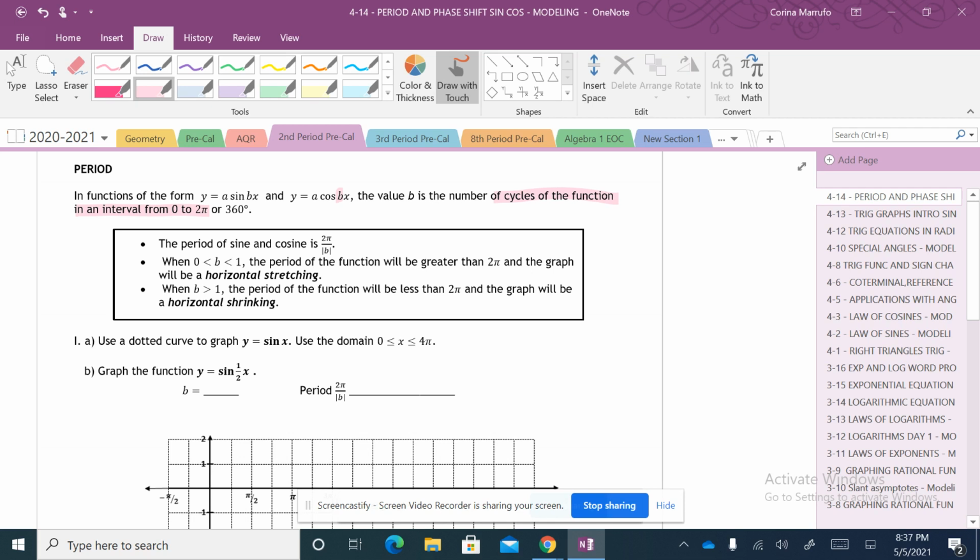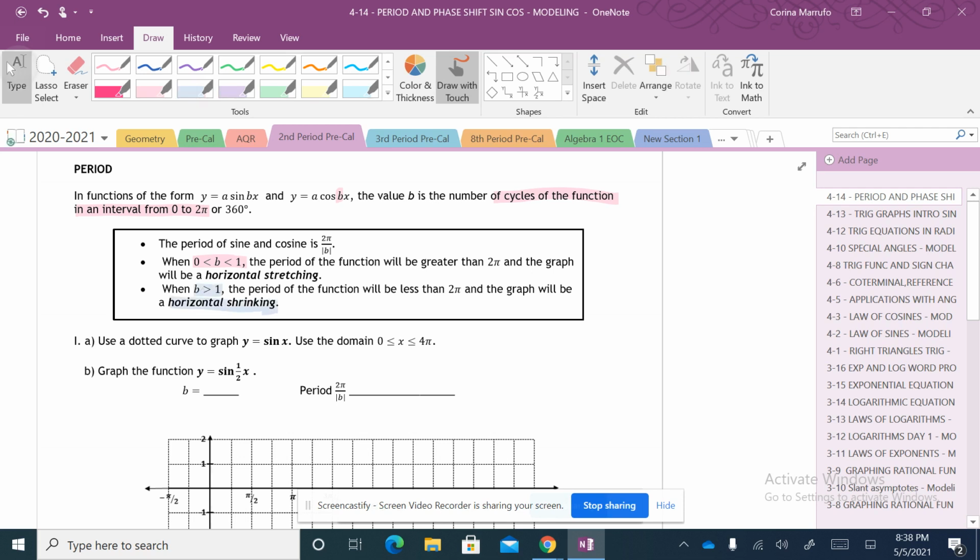Okay. So the period of sine and cosine is 2 pi over b. When 0 is less than b is less than 1, the period of the function will be greater than 2 pi. So when your b is somewhere between 0 and 1, the period is going to stretch, a horizontal stretching. If b is greater than 1, then you're going to have a horizontal shrinking.